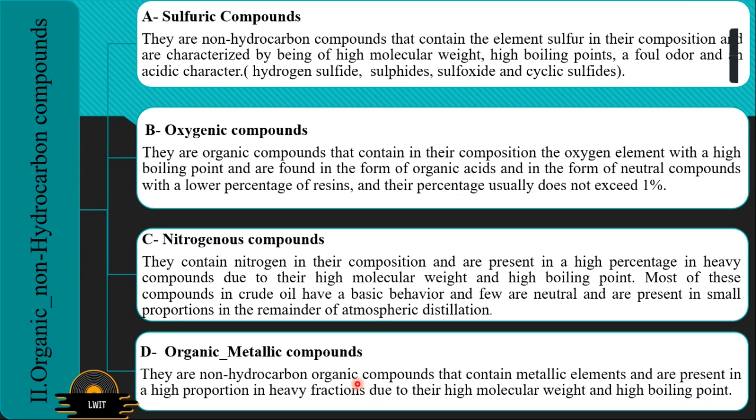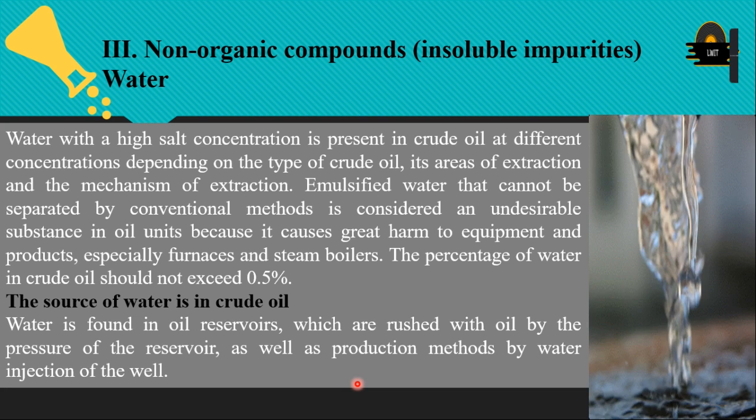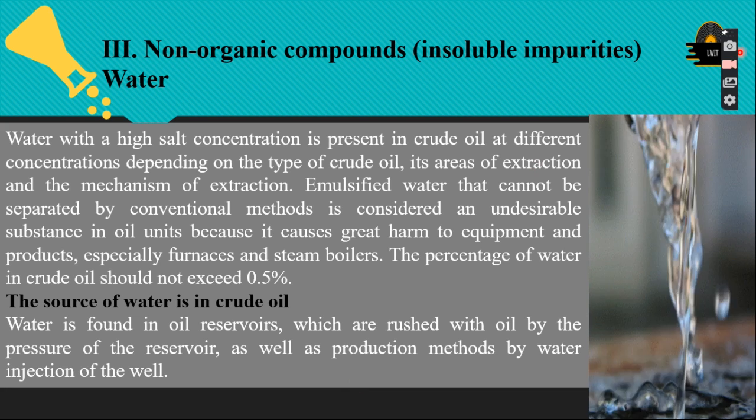Second group, nickel, vanadium, cobalt, and sodium. They work on attacking the firestone in the lining of furnaces and steam boilers. The last section is non-organic compounds.